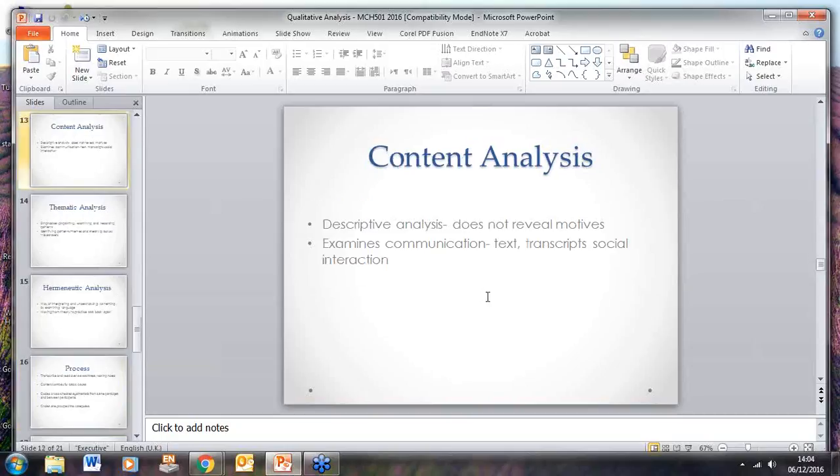So what do I mean by content analysis? This is a very descriptive analysis, so it doesn't necessarily reveal why something's happened. It examines communication text and social interaction. What we tend to do with content analysis is that we review it for specific content. So if you're reviewing an interview, or your articles are looking at doing a piece of content analysis, they're looking for specific texts, specific quotes. They might have a particular phrase that has meaning for their research question that they're looking for, and they're seeing how it's used and where it's used and how often it's used.